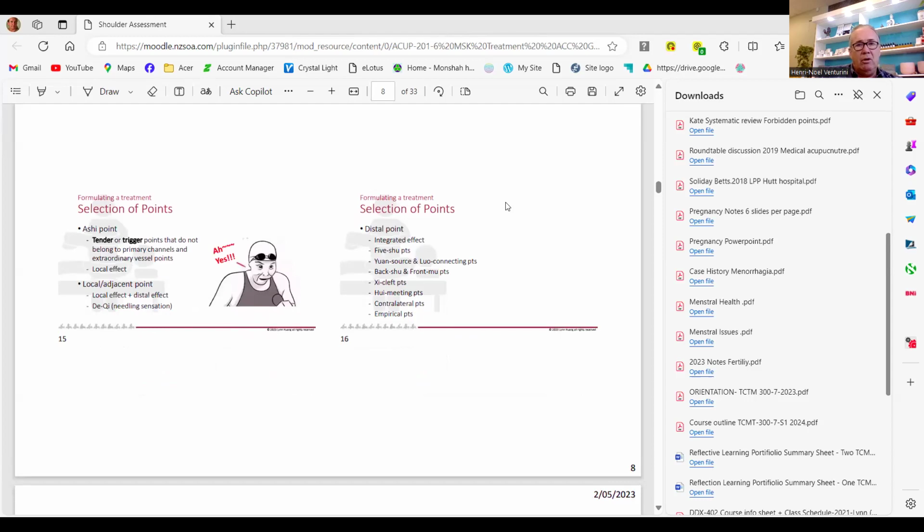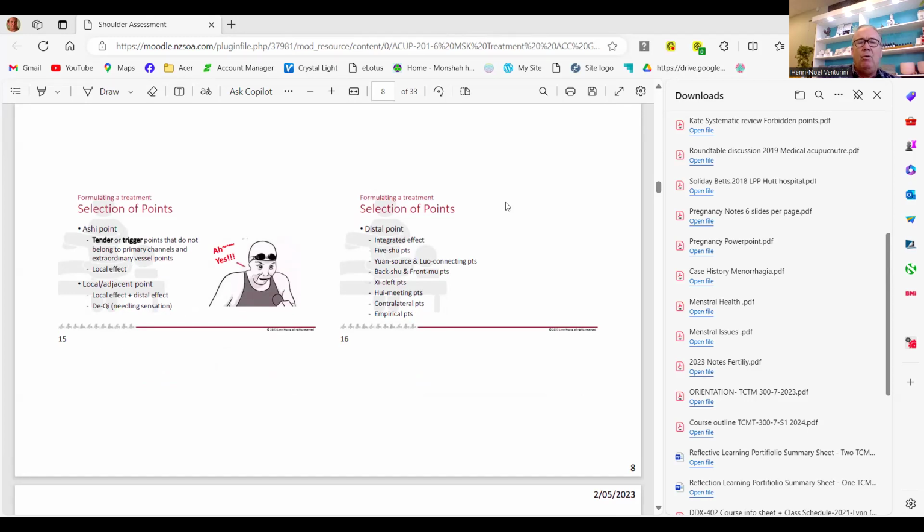The distal points that you'll be looking to consider are primarily yuan source and luo connecting points, and xi cleft points, which are great. If you're on the back, we talked about the back shu, or front mu points.